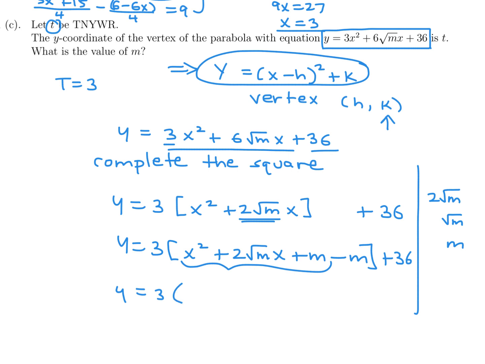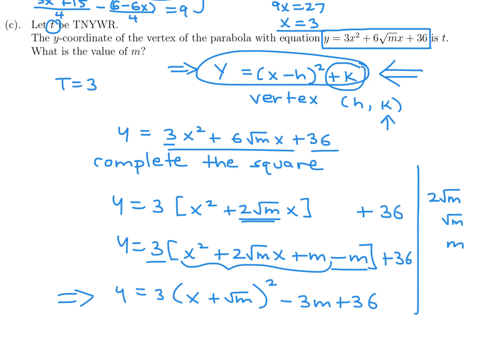Those three terms factor beautifully now into (x plus root m) squared, and you can verify that by expanding it. And then don't forget this and this need to be kicked out of the bracket, minus 3m plus 36. So there we go, we got it into this form, and we want this k. So this k is right here.